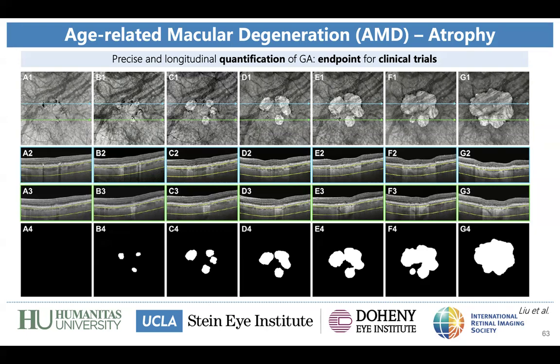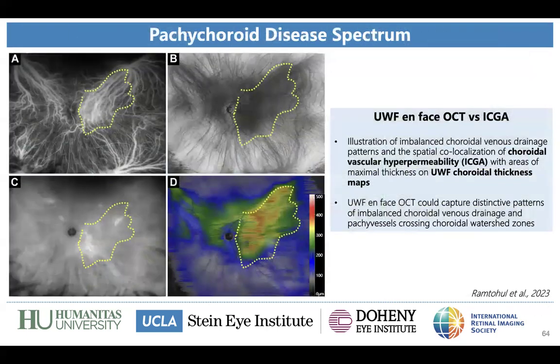complement inhibitory therapies. In the context of pachychoroid, en face OCT can provide again a non-invasive alternative to dye-based traditional angiographic techniques such as ICGA. In this study by Pichi and co-authors, we can actually see the illustration of imbalanced choroidal venous drainage patterns and the colocalization of choroidal vascular hyperpermeability as shown in these mid-phase and late-phase ICGA ultra-wide field scans with patterns of choroidal thickness map derived from en face OCT slabs of the choroid.